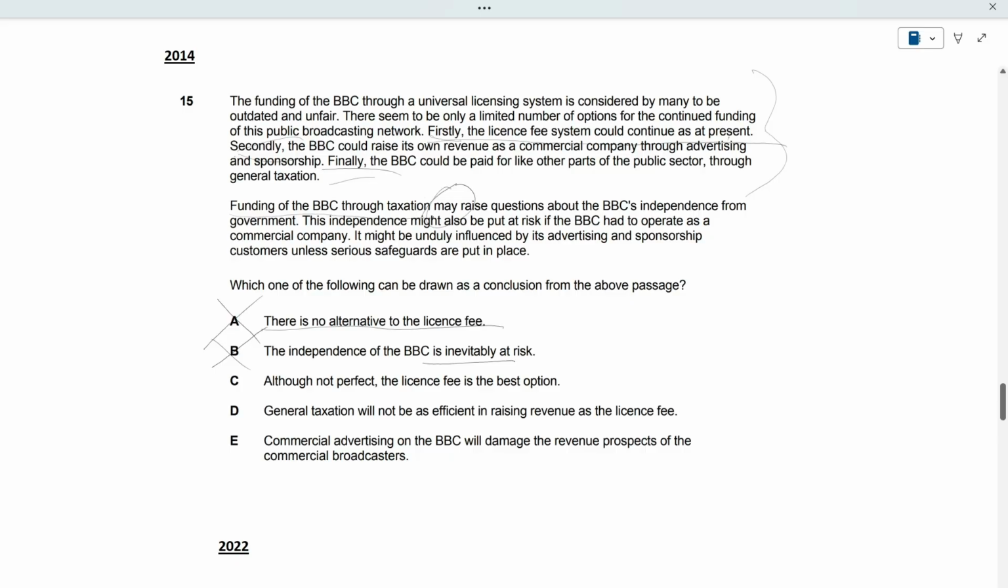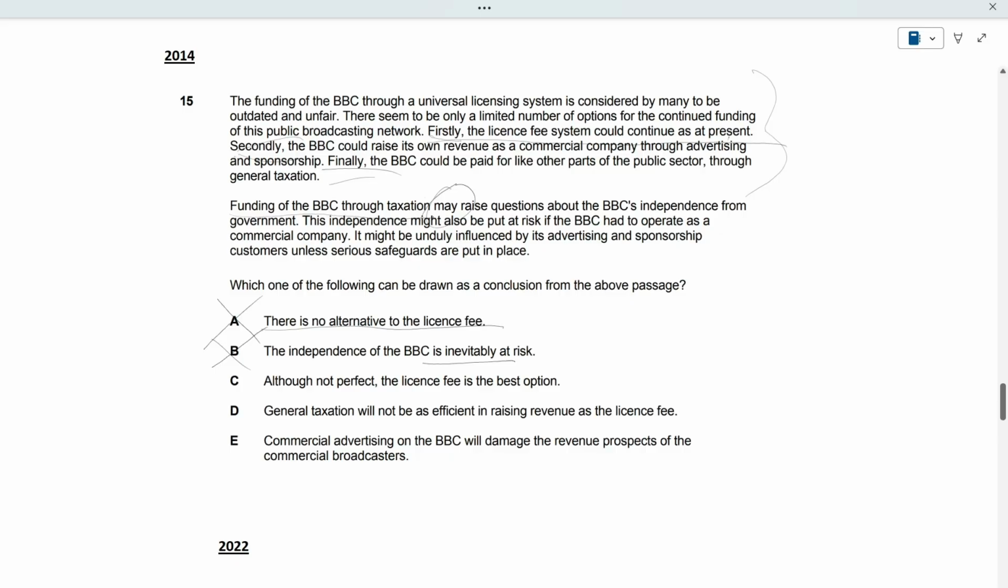So there's no certainty at all there. And it's also just not what the paragraph's getting at. The paragraph is looking at the different systems the BBC could use to be funded. It's nothing really to do with the independence as much. The independence is important to pick which funding option, but that's not what the paragraph's getting at. The paragraph is getting at which funding option we should pick rather than anything about the BBC's independence.